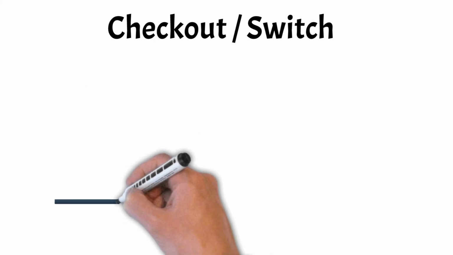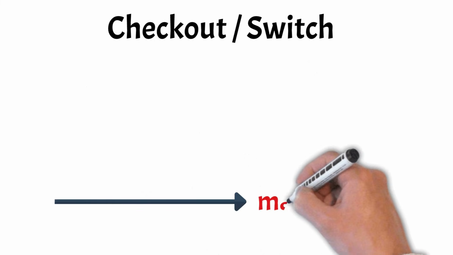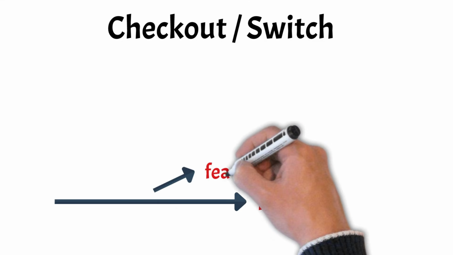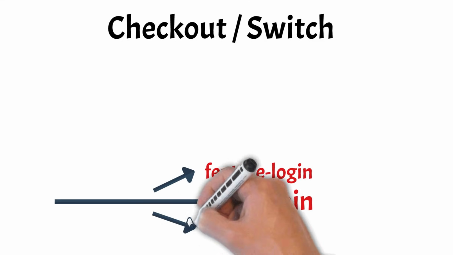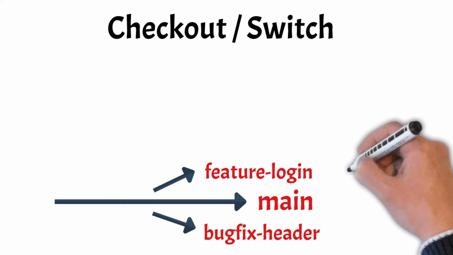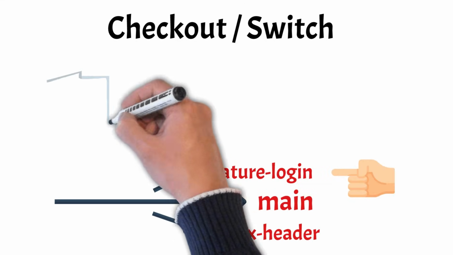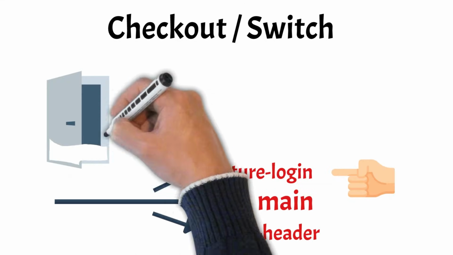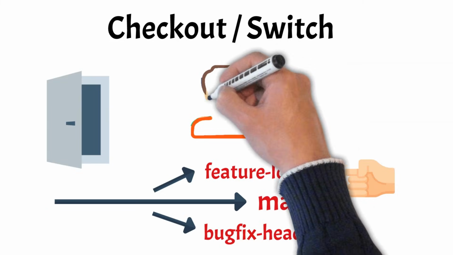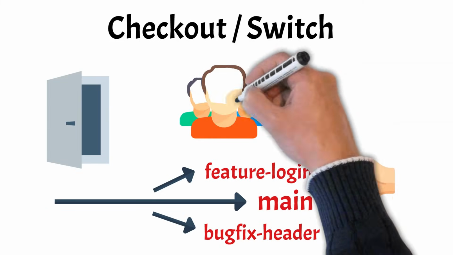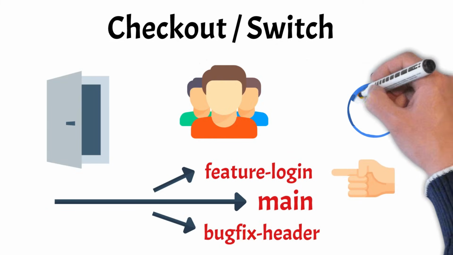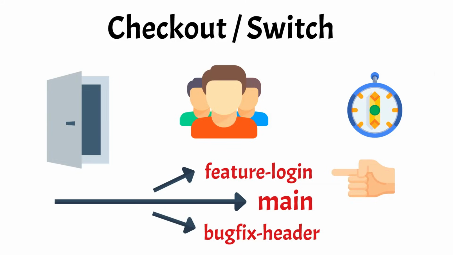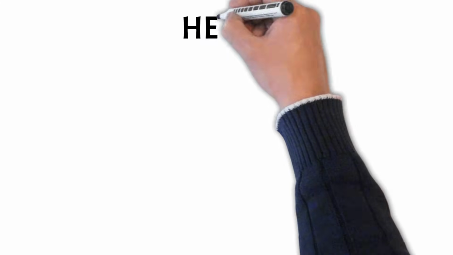Checkout and switch let you move between different branches of a project, choosing exactly which line of development you want to work on. By selecting a branch like Feature Login or Bugfix Header, you step into that branch's current state, seeing its code and making changes independently of the others. This is especially useful when working in a team, as each member can explore or update separate branches without interfering with the main project.